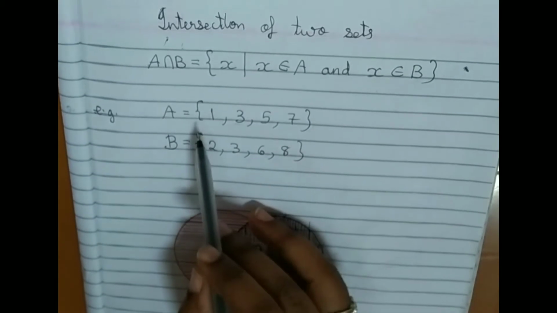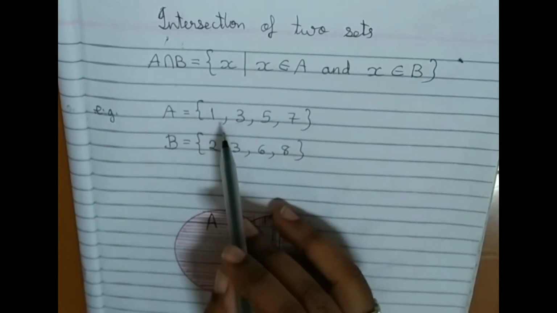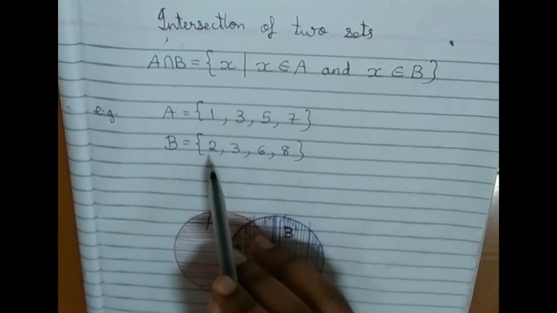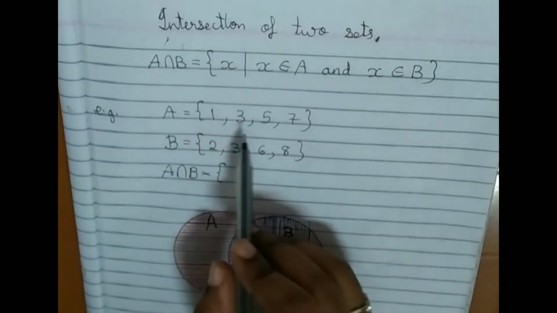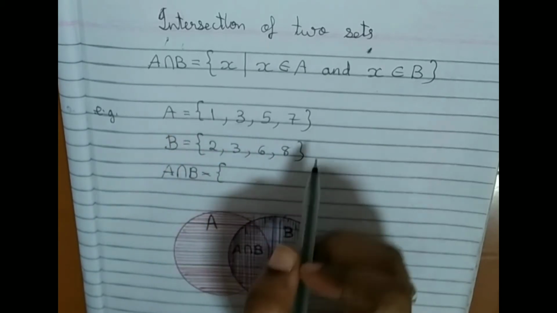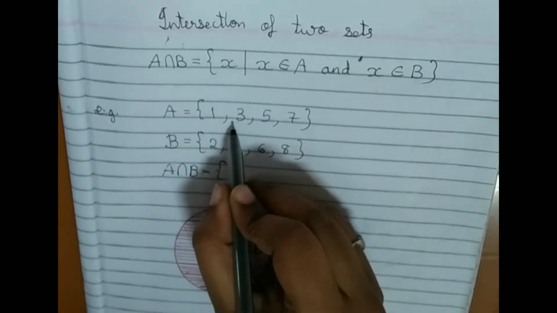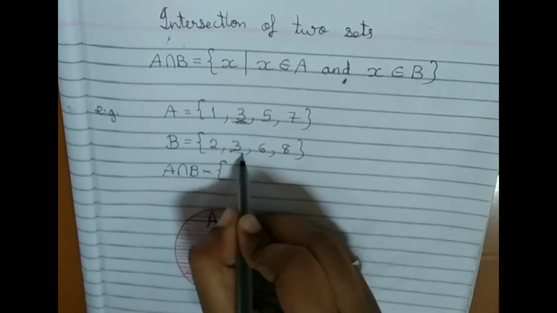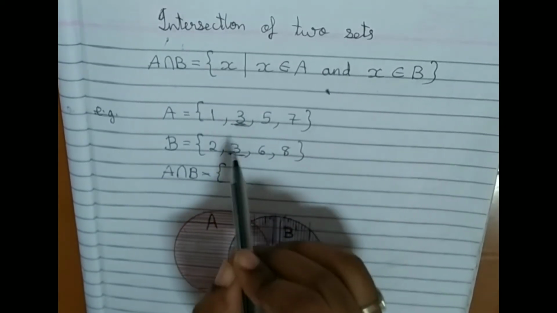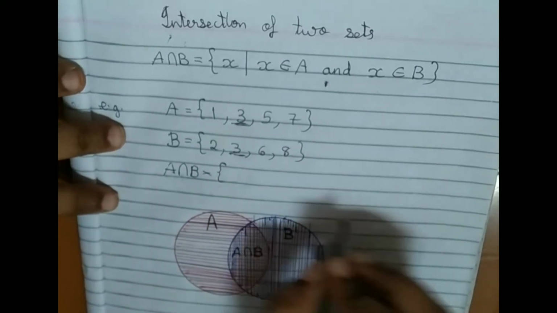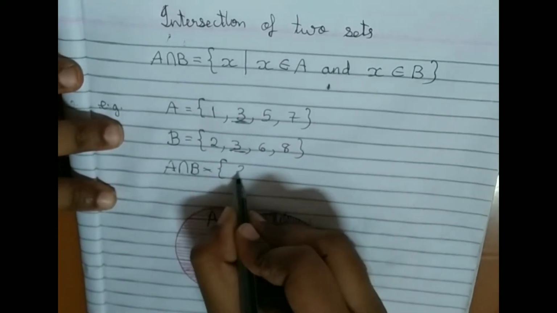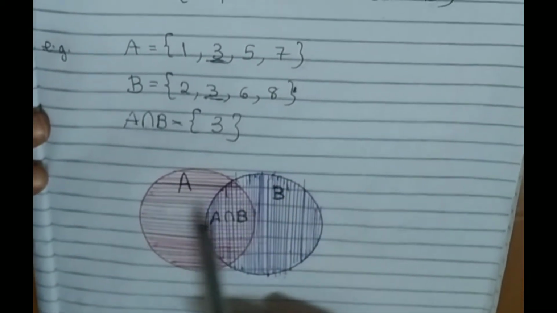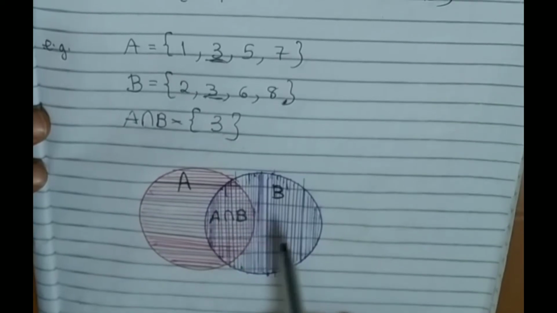See the example. Set A is the set of elements 1, 3, 5, 7 and set B is the set of elements 2, 3, 6, 8. What is the common element in both sets? The element 3. See, the element 3 is there in set A and set B. 3 is the only common element. So what will be A intersection B? The element 3.